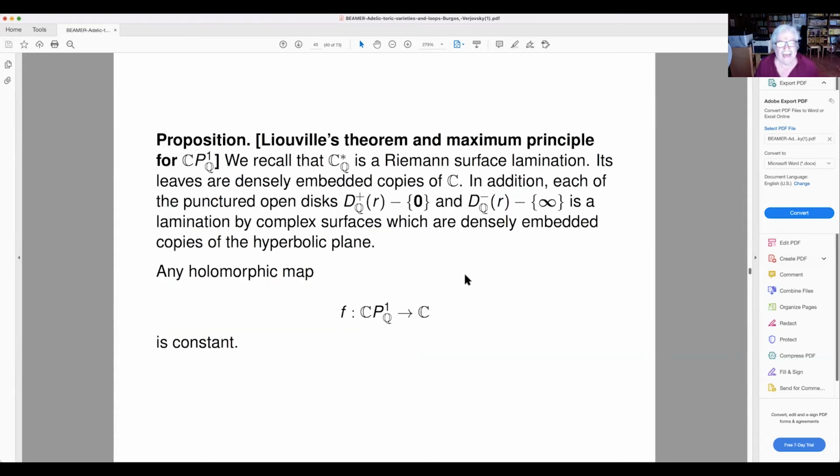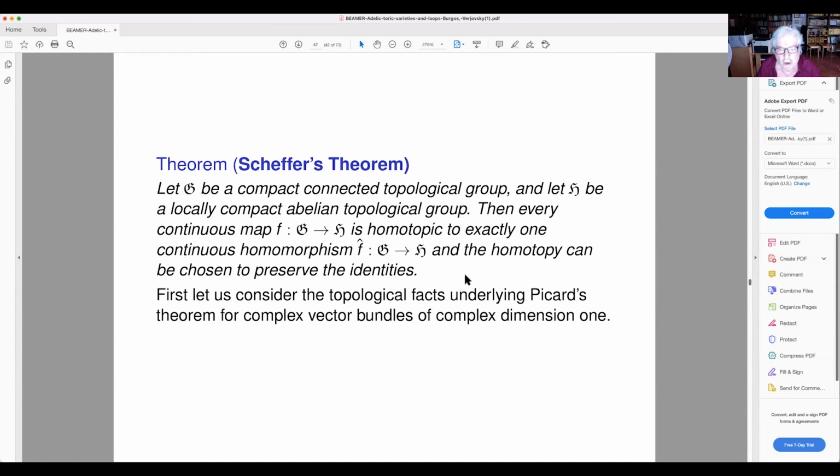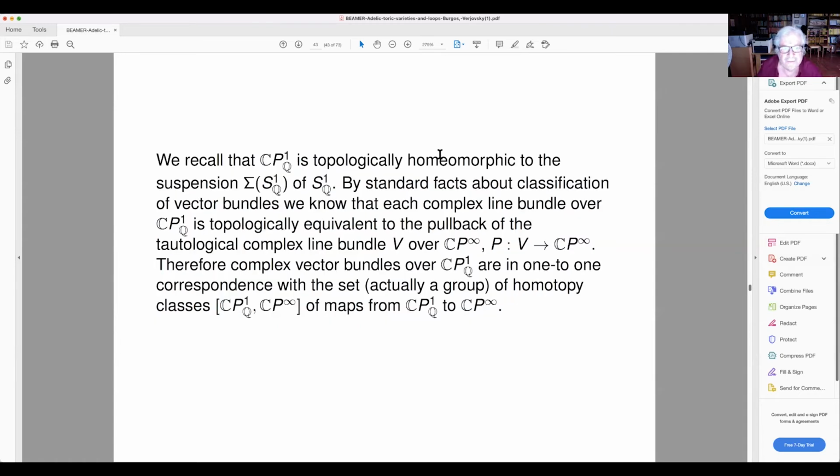Actually, you see this solenoidal Riemann surface is so good that you have things like the maximum principle, you have the Liouville theorem: any holomorphic map from the whole P1 over Q to C is constant. And this is the theorem of Schaeffer, which is extremely useful for me. You have a compact connected topological group, and a locally compact abelian topological group, and every continuous map is homotopic to exactly one continuous homomorphism. And the homotopy can be chosen to preserve the identity. So this is very fundamental to me.